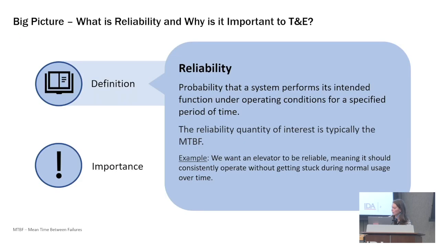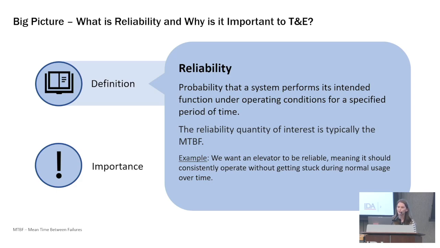Okay, so before I get into the nitty-gritty of what a Bayesian assurance test is and why we should use it, I want to take a step back and talk about something we're probably all familiar with, and that's what is reliability. Reliability is the probability that a system performs its intended function under operating conditions for a specified period of time. For the purposes of this presentation and the app in general, I'm going to focus on the reliability quantity of interest, which is the mean time between failure.